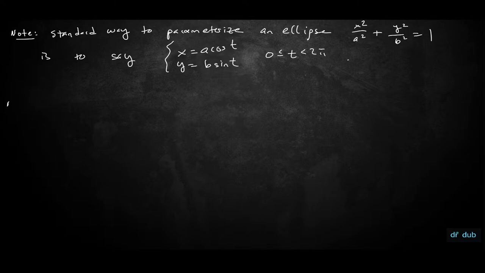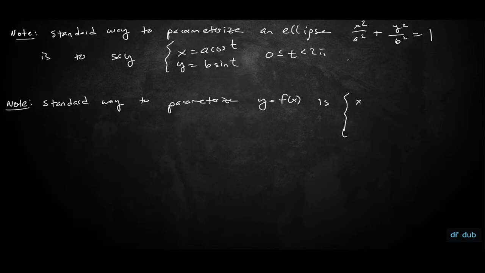Another thing to note is the standard way to parameterize y equals f of x is usually the first thing you would try, which is just to let x equal t and then y equals f of t, and t ranges from a to b, because x was originally probably ranging from a to b, so then t is just x, so t is going to range from a to b as well. So just to parameterize a normal function like a parabola or a cubic function or whatever is probably just to let x equal t and y equals f of t at that point. So that's a standard approach.